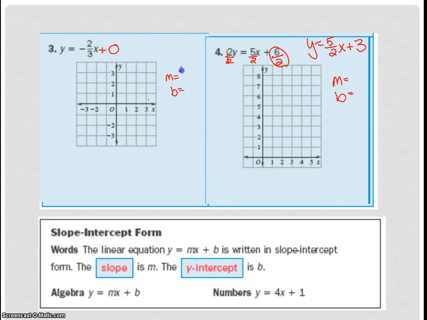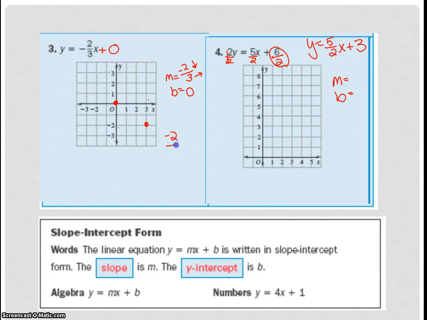Number 3, the slope is negative 2 over 3. The b is 0. So at the 0, you're going to put a dot on the y-axis. Now the slope is negative 2 over 3. That means the rise is down towards the negatives, 2, and the run is right, 3. So we are going to go down 2, right 3.